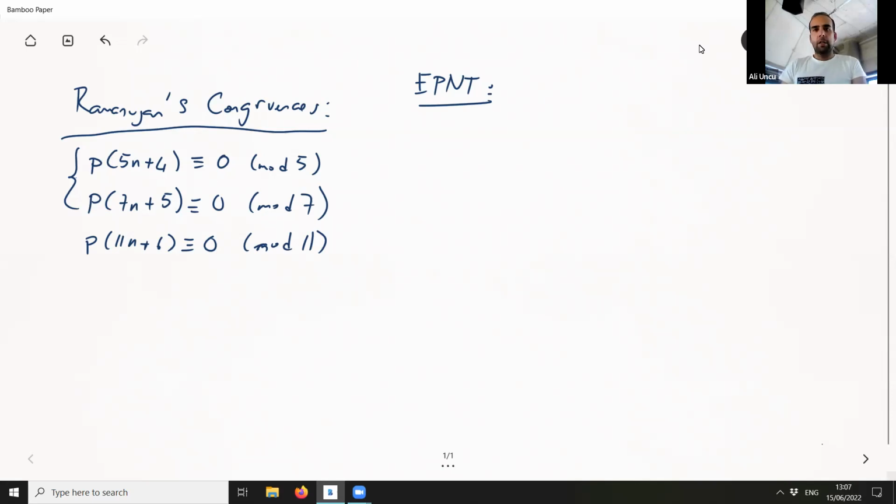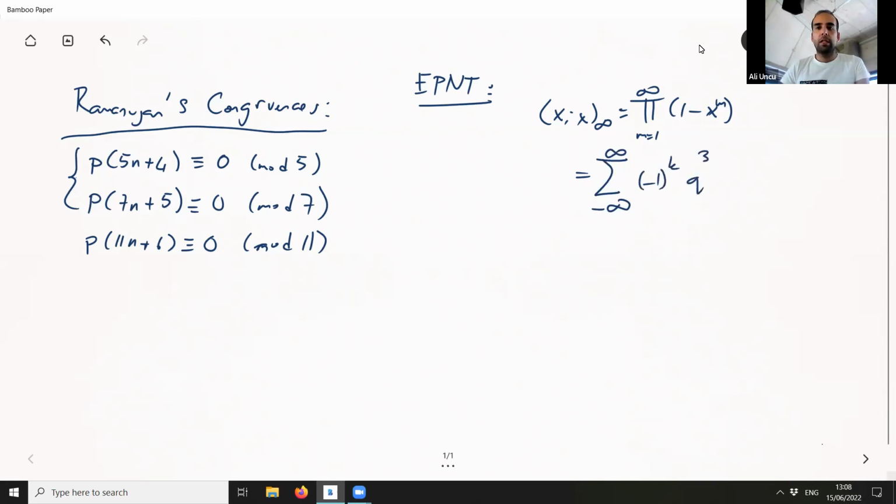Let's write it with x. So it is (x; x) sub infinity, or this product of 1 minus x to the m, where m goes from 1 to infinity, is the bilateral sum from negative infinity to infinity of (-1)^k x to the (3k^2 minus k, or plus k, it's the same thing) over 2. Just take k to negative k, it will be the same thing. This was one of them.